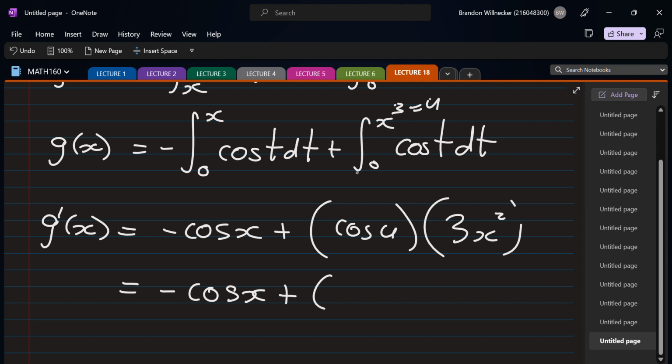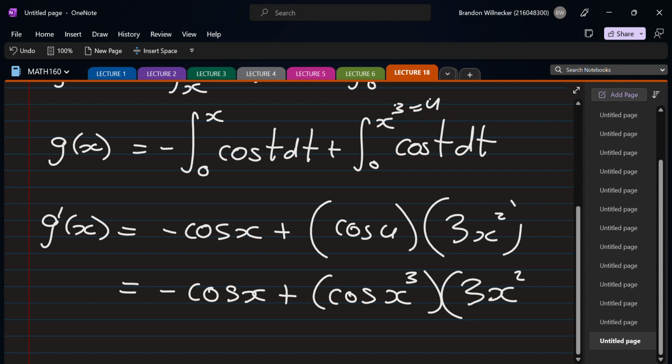So that will be cos x cubed, times 3x squared. Okay. Again, you don't need to multiply that out. You can leave it as those two brackets like that. Okay. If there was like a follow-up question where you had to do more work, it might be beneficial to multiply it out. But if you just have to find the derivative, you can leave it like that. Okay, that's fine as it is.